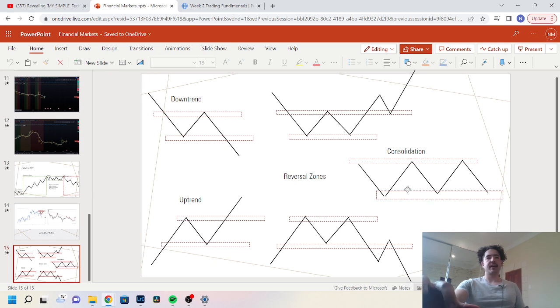Ranging markets, like I said, you don't really want to trade because you don't know where it's going to go, and it might be a lot less volatile. So it's better to just stay out of there. If you were going to trade them, you'd obviously enter in this area or this area and ride it all the way down or ride it up.